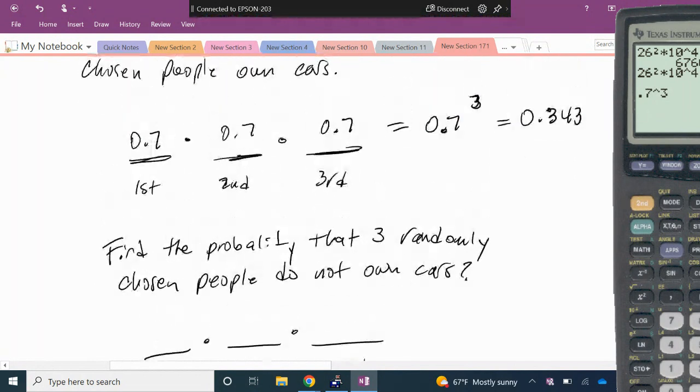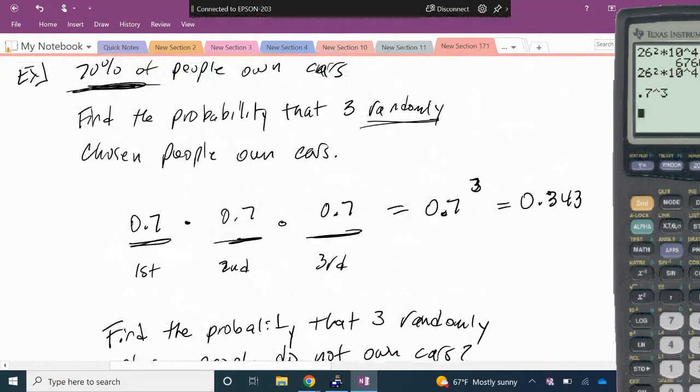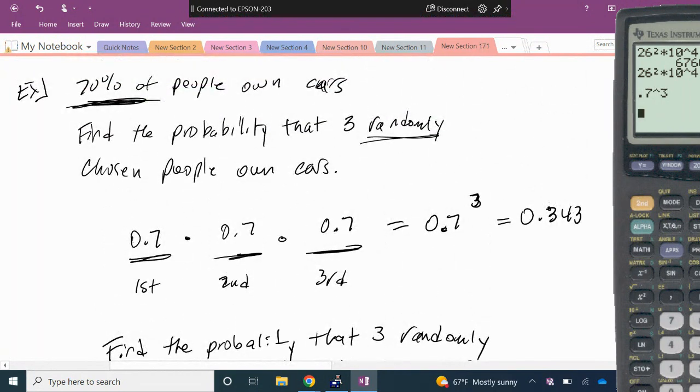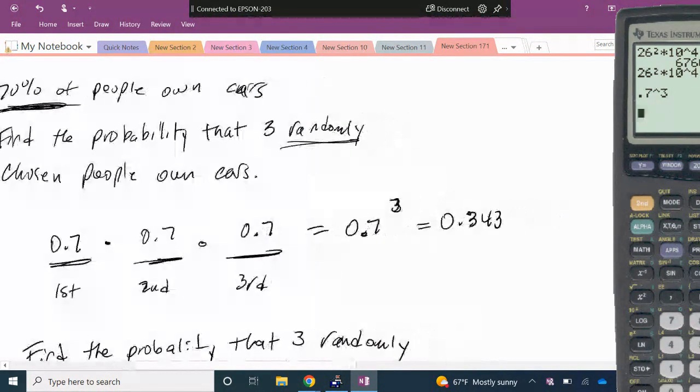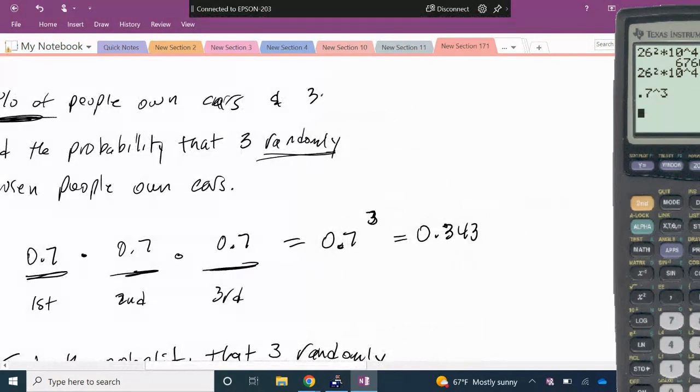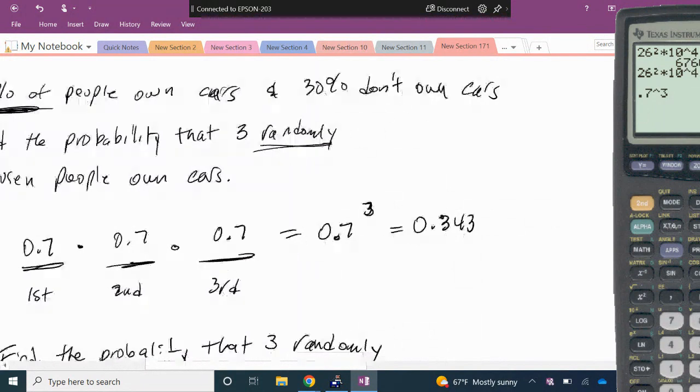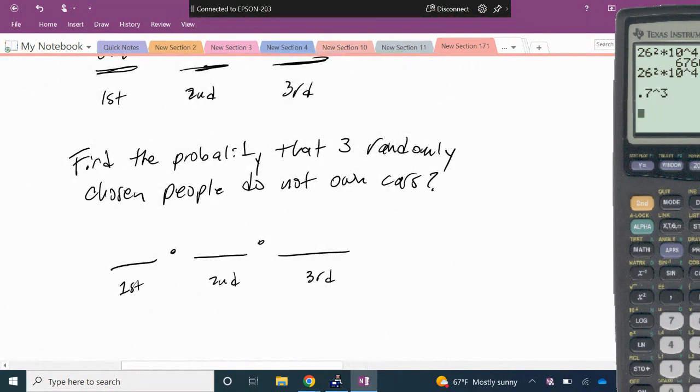So now if I go back to the original problem, it says that 70% of people own cars. So if 70% of people own cars, what percentage of people don't own cars? 30, right? Because you have to have that 100% total. So I'm going to put 30% don't own cars. All right. So now if we go back to the randomly chosen 3 people, what's the probability that the first person does not own a car?